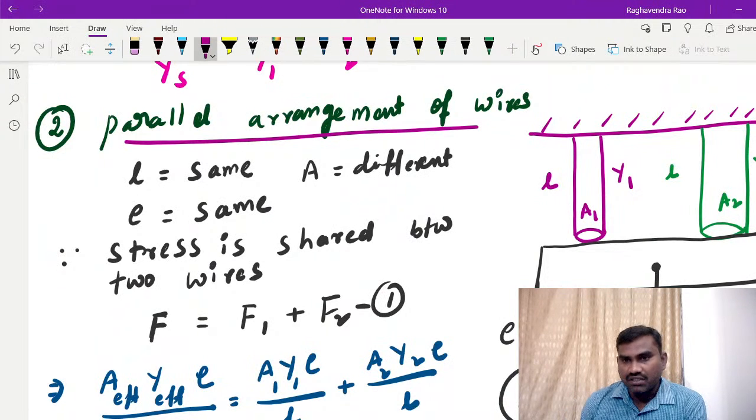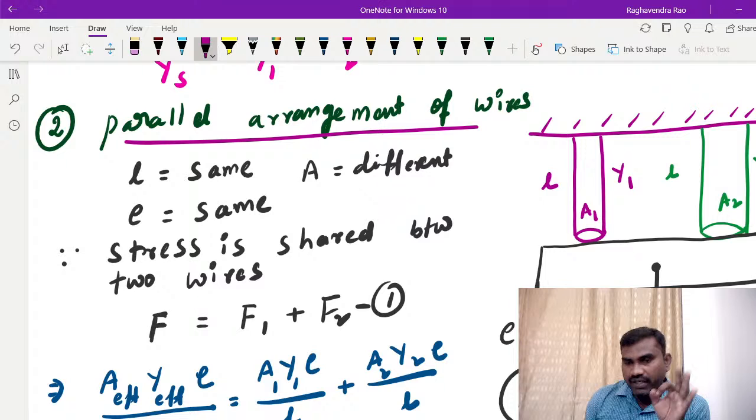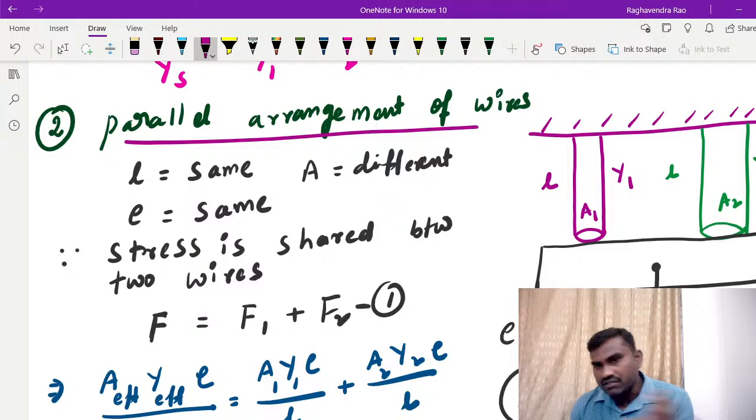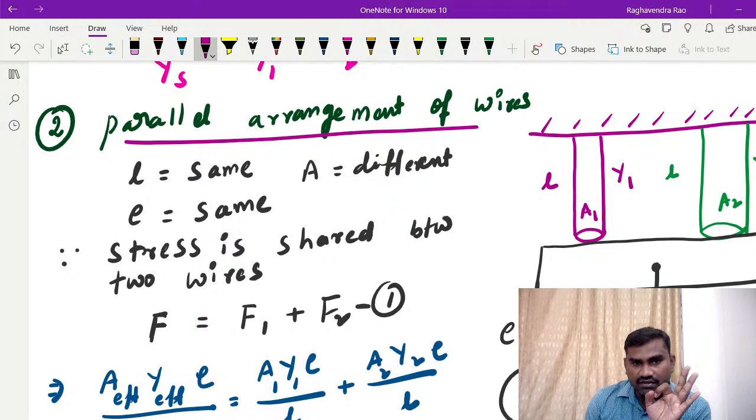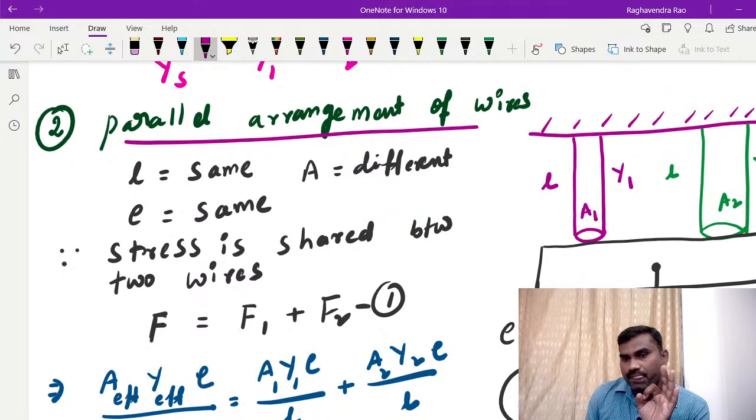Okay, you see here, length is the same, area of cross section is different, elongation is the same. That means for the weight to remain horizontal, the elongation should be the same. Otherwise, if one is less elastic, it will elongate more, and because of that the end of the rod will come down. That will not happen. So in general, this rod or this weight hanging from these two wires will remain horizontal. If that is the case, then the elongation remains the same.